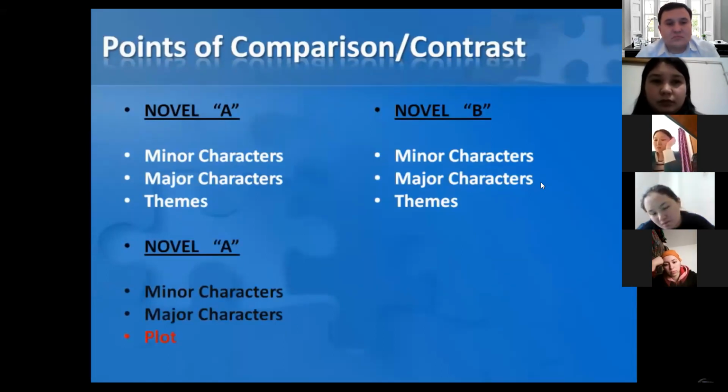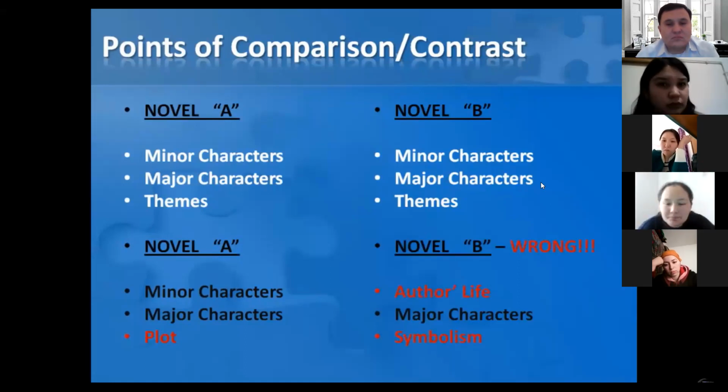This is what you would not do. Novel A, minor characters, major characters, and plot. Novel B, you begin to talk about the author's life, major characters, and symbolism. This is wrong. You don't have points of comparison and contrast to form a good basis for this particular type of essay. Otherwise, your organization is off, your structure is wrong, and you do not have a true comparison and contrast essay. So again, you would need to fix these things in order to have a good basis for your comparison and contrast essay. Okay, let's move on.